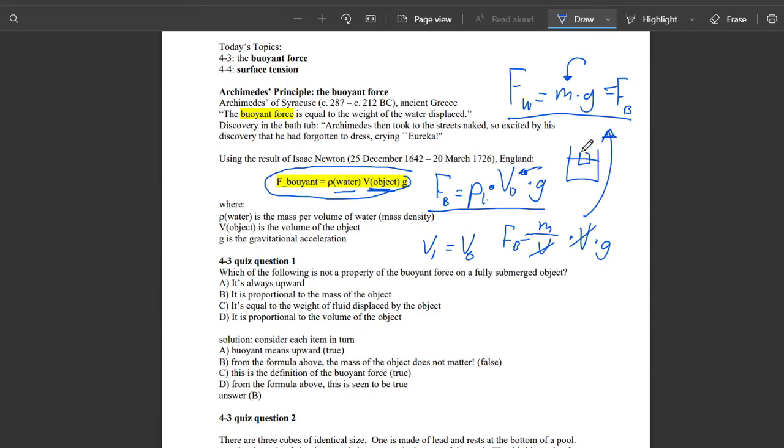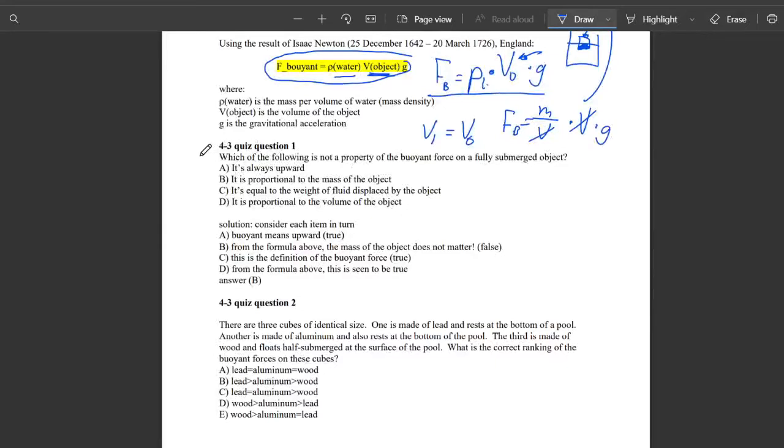So if you have a box that's half floating, half underneath the water, we are only considering the volume of the object underneath the surface of the water. So that top part isn't displacing any water, meaning that it does not impact the equation here. So with that knowledge, we can then finally begin question 1.